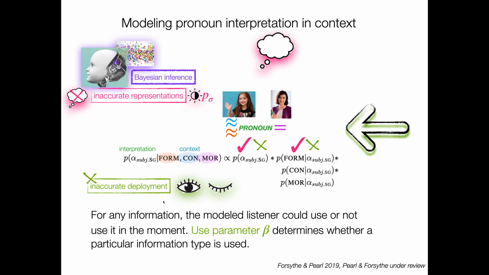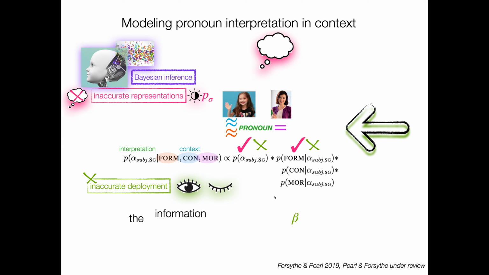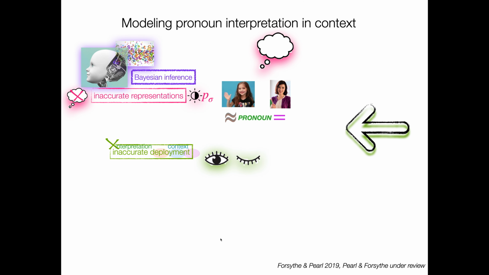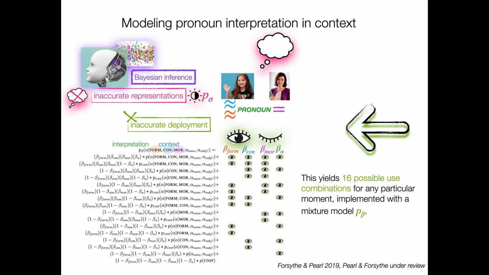Now, for any information, just like before, the modeled listener could either use or not use it in the moment. And so a use parameter, beta, is going to determine whether a particular information type is used or not. Just like before, each of the 4 information types, the prior and each of the cues in the likelihood, has its own beta. And now here's where it gets interesting. Because we can use or not use any of 4 possible information types, this is 16 possible use combinations for any particular moment, going from using them all to using none of them.